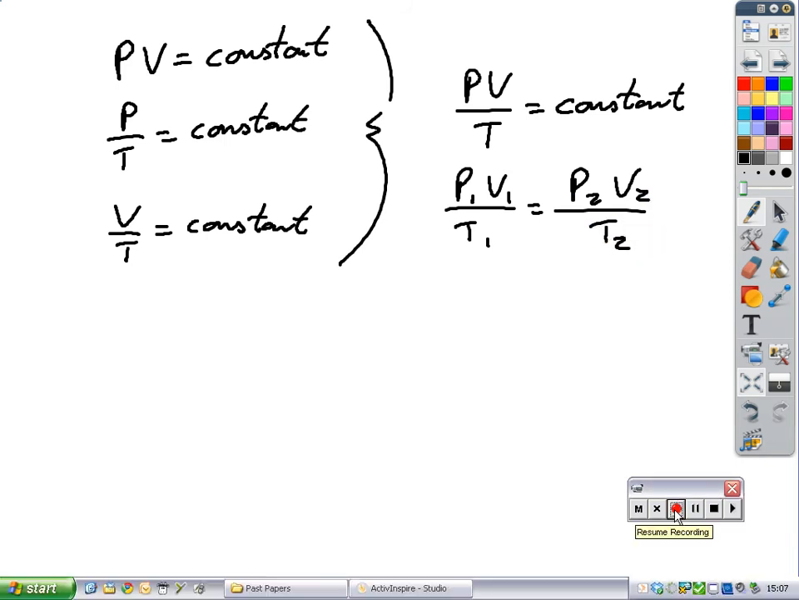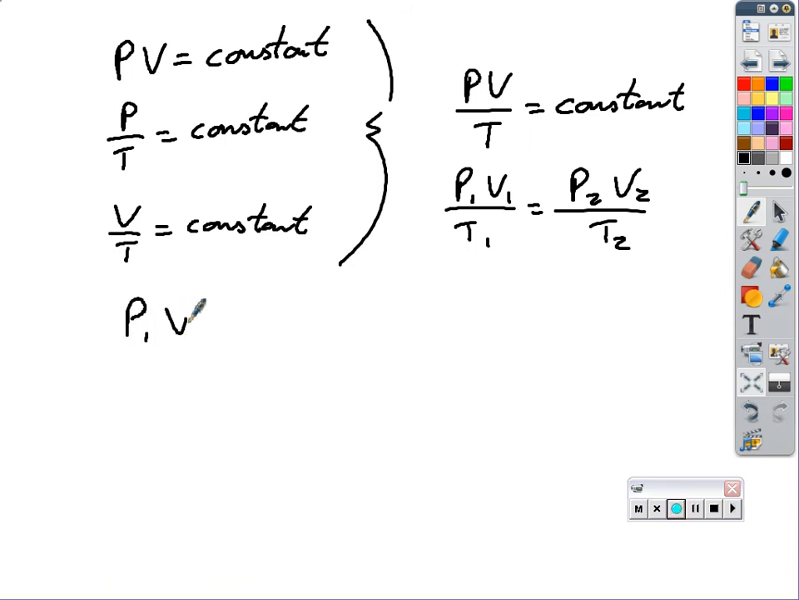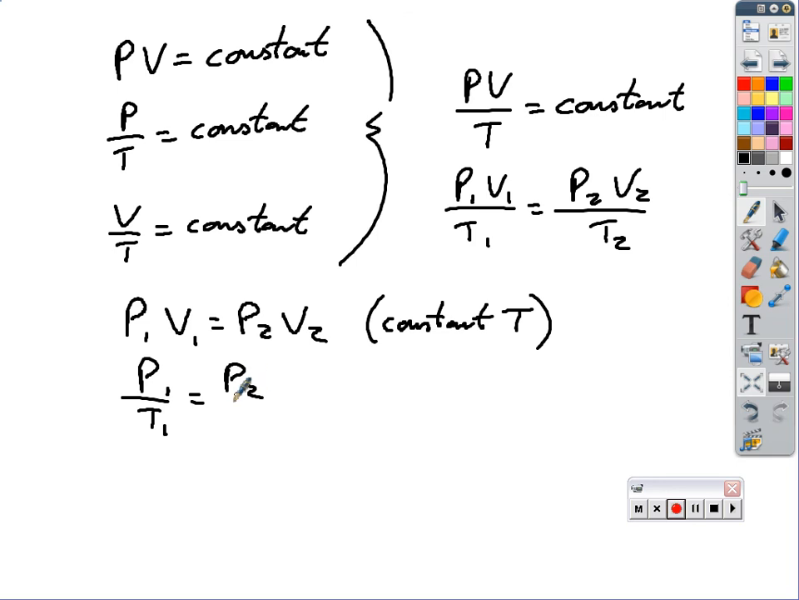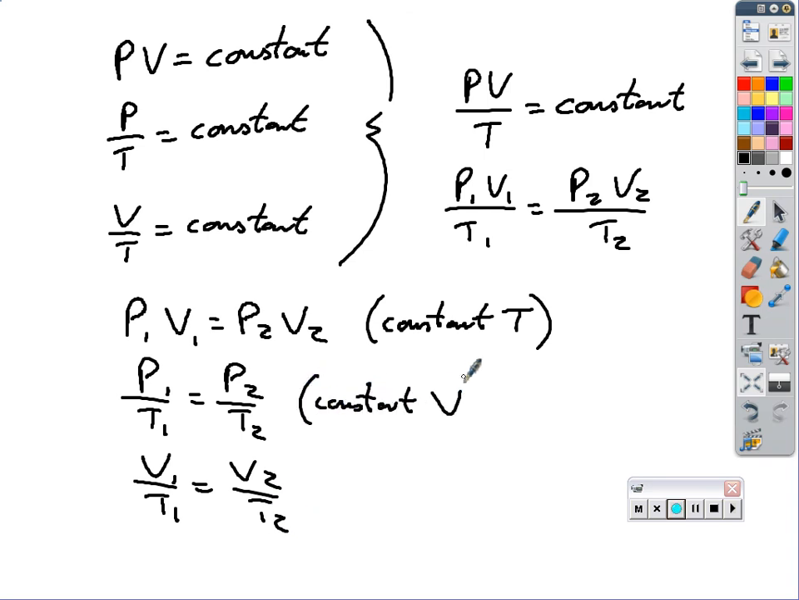The most important thing about this general gas equation is that whatever one you're keeping constant, you can take out of the equation. So if we take this last formula here, we can now say P1 V1 equals P2 V2 for constant temperature, constant T. We can say any one of the other combinations. We could say P1 over T1 equals P2 over T2, and also V1 over T1 equals V2 over T2. This one's assuming constant volume, and this one's constant pressure.